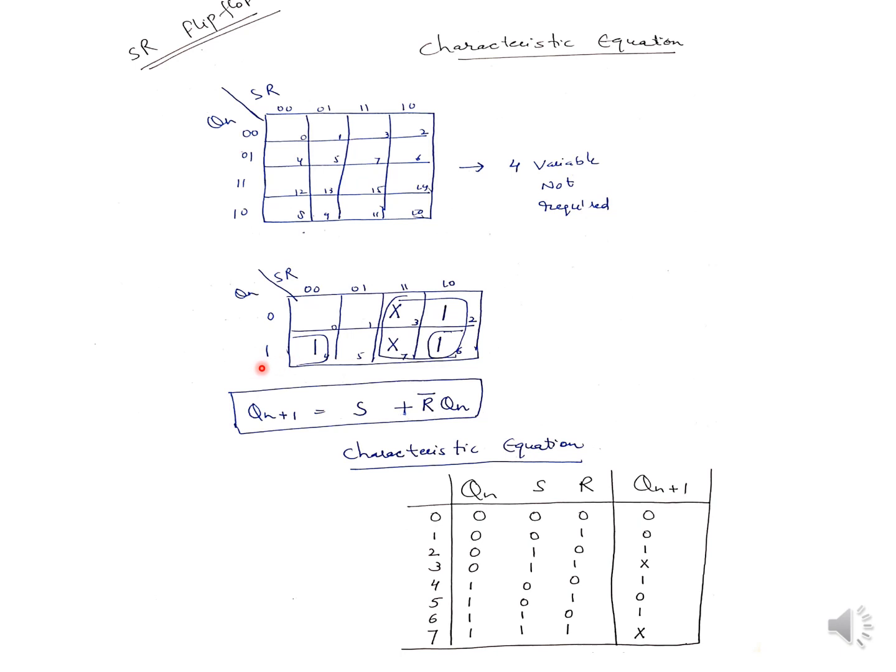Plus, now we are taking the mirror image, this and this. Again we look at the left. What is at the left? It is Qn, it is 1. That means we will write Qn here. Now at the top, it is 0, 0 and 1, 0. What is the thing which is common? It is 0. That means 0 is at the second place, so I will write R bar. So what will be my expression? Qn plus 1 equals S plus R bar Qn.